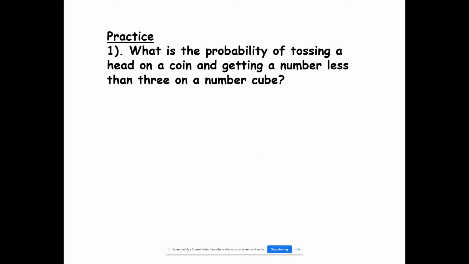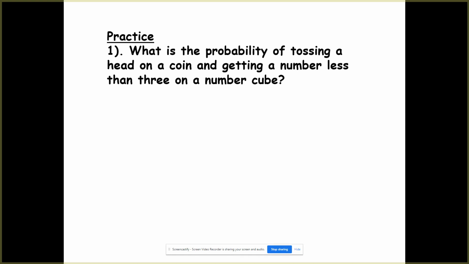All right. Now here we got some more practice on your homework. We want to know what is the probability of tossing a head on a coin and getting a number less than 3 on a number cube. So here you want to write down the probabilities. So you want to figure out what's the probability of getting a head and then getting a number that is less than 3. Okay. So we got to figure out the individual probabilities. And again, these are independent. So the tossing of the coin does not affect the tossing of the die.